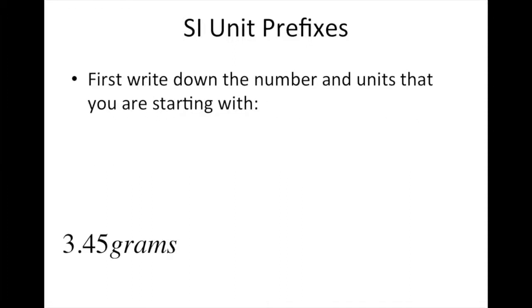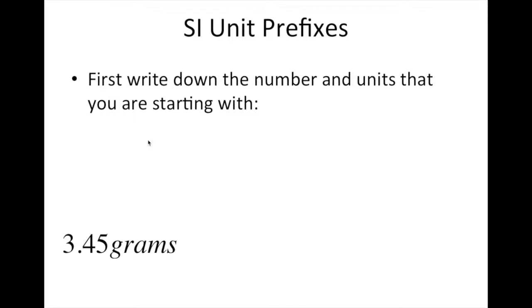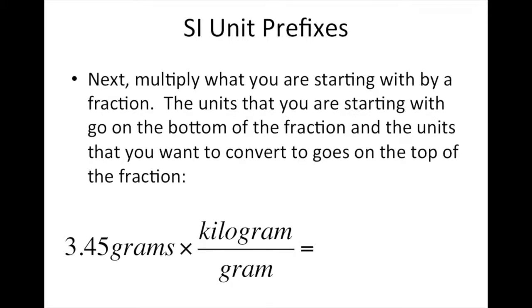So the first thing I want to do is write down the number and the units that I want to start with. My problem said I have a block of lead that has 3.45 grams. So that's what I'm going to start with. So let's write that down. Okay. Next thing I want to do is I'm asked in the problem to convert from grams to kilograms. So the SI unit that I want to get rid of, I put on the bottom of this fraction, and the SI unit that I want to convert to goes on top. So I want to convert from grams to kilograms. So I put the gram on the bottom, kilogram on the top.